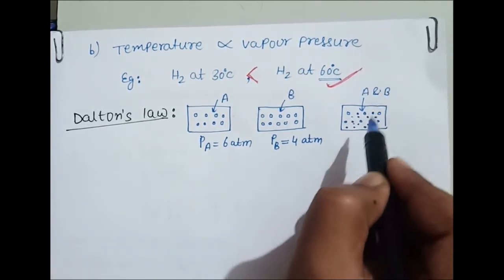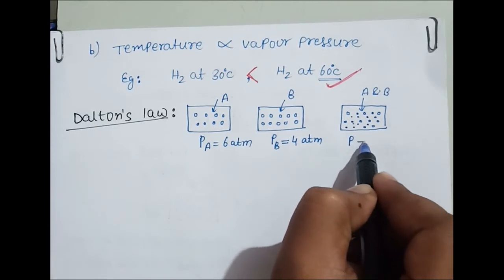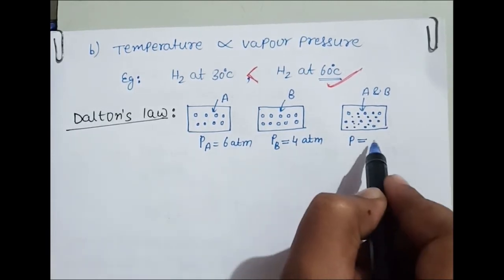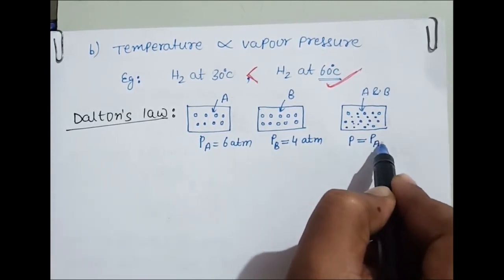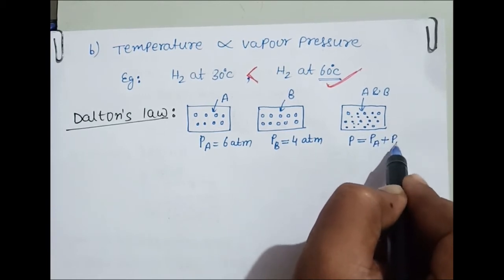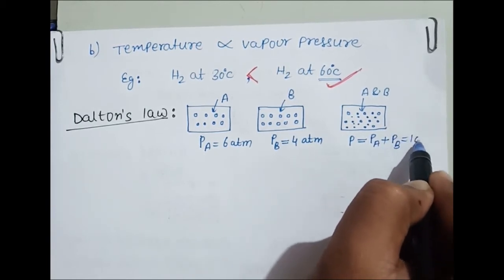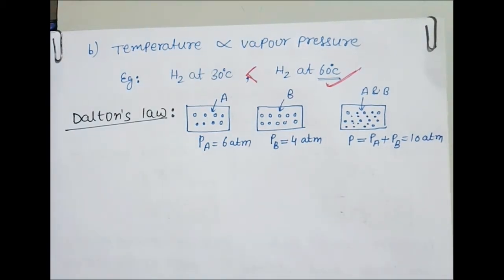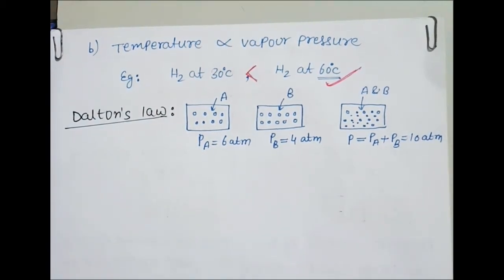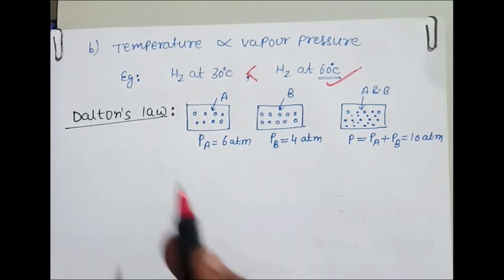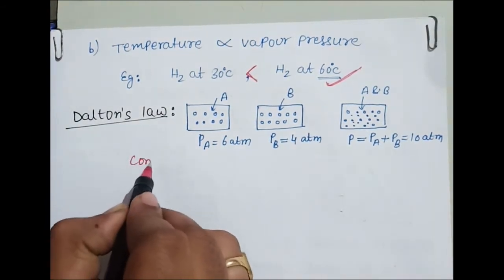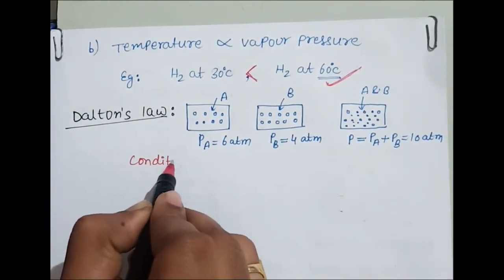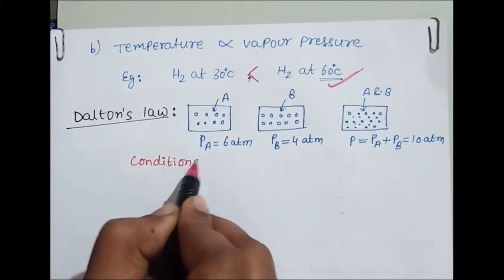Now what is the total pressure? The total pressure is the sum of the partial pressures, that is PA plus PB, which is equal to 10 atmosphere. That is Dalton's law. Now, what are the conditions that we understood? Conditions for Dalton's law. Without these conditions, Dalton's law is not valid.